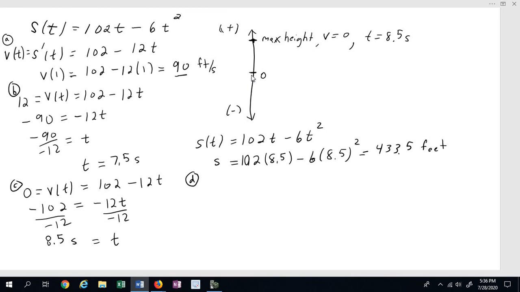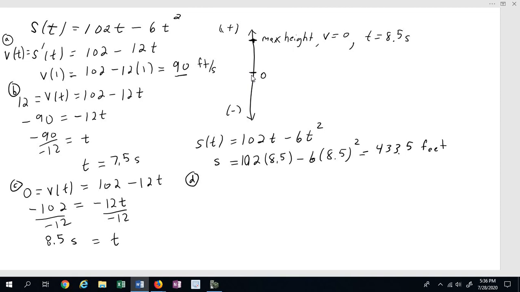The positive tells you that it's moving in the positive direction on the number line, whereas a negative sign indicates that it's moving in the negative direction on the number line. So velocity can be positive and negative. The plus and the minus just gives you the direction in which it's traveling. Speed is always positive. Speed is simply the magnitude at which you're traveling.